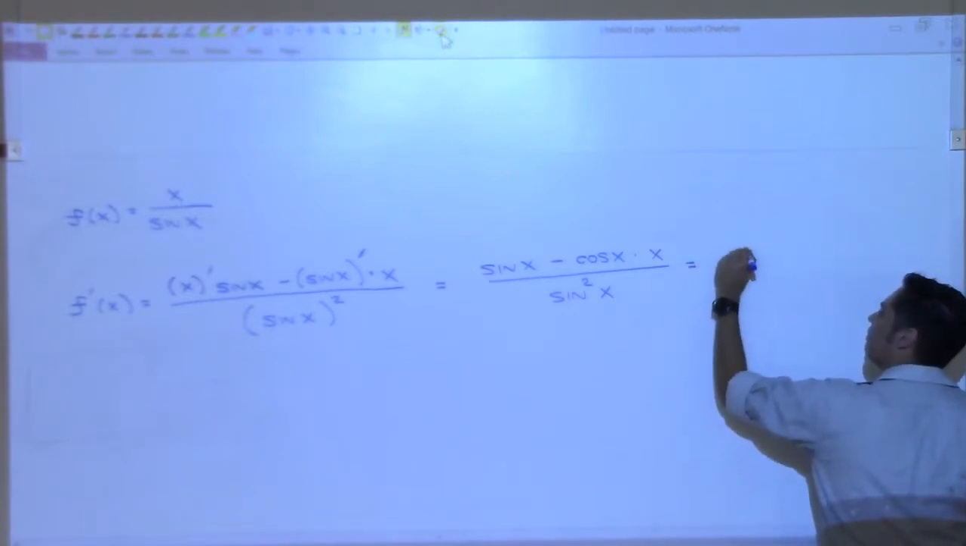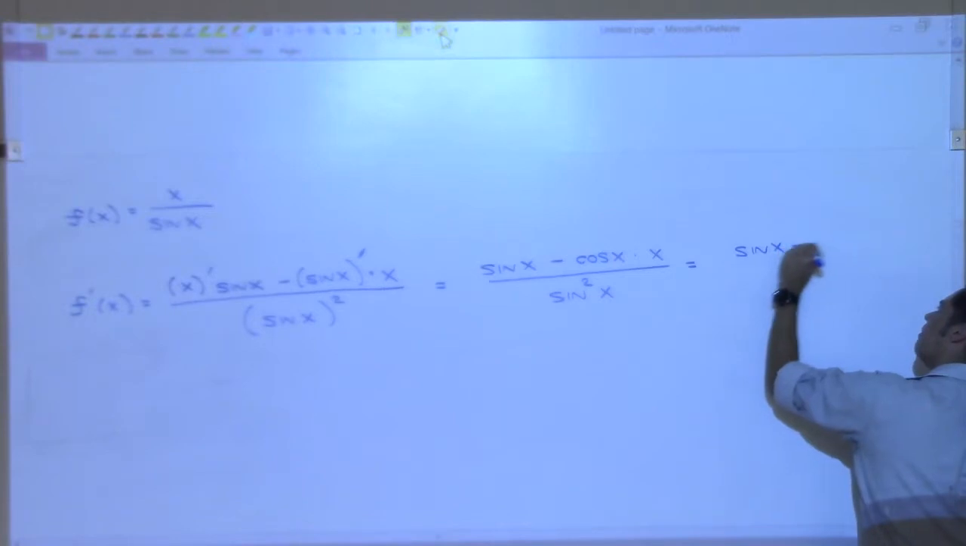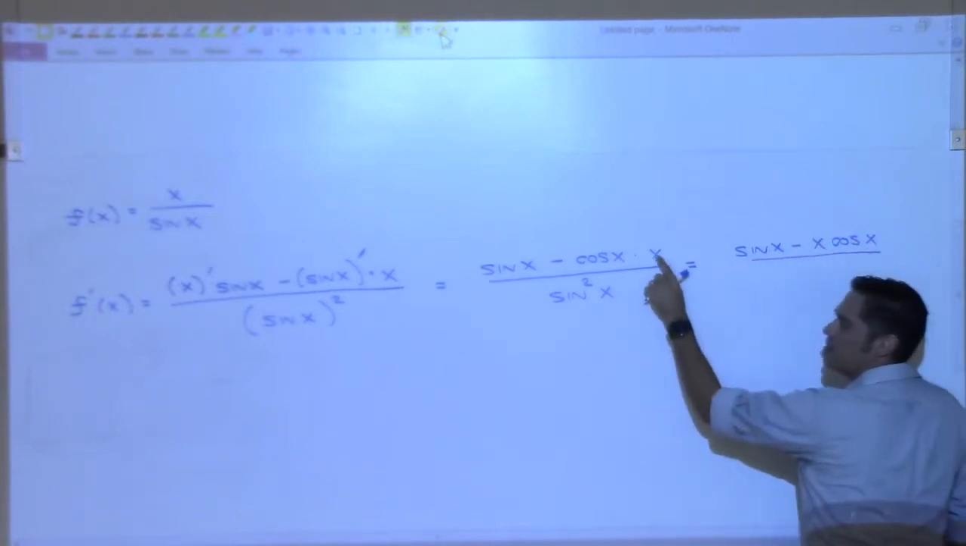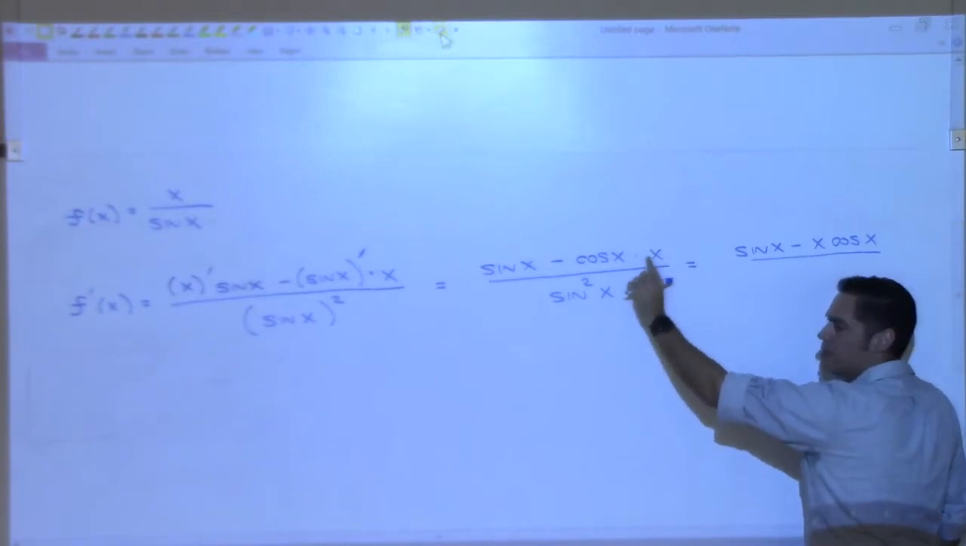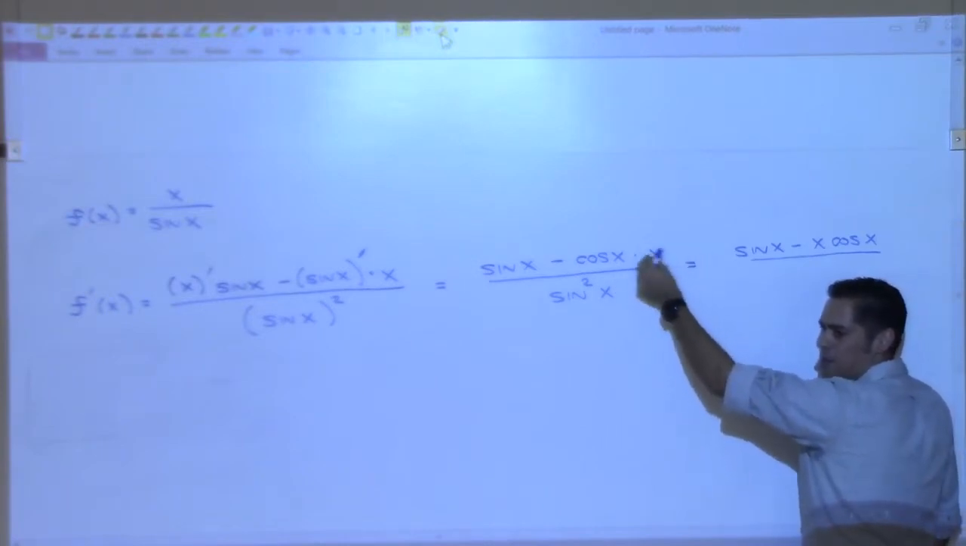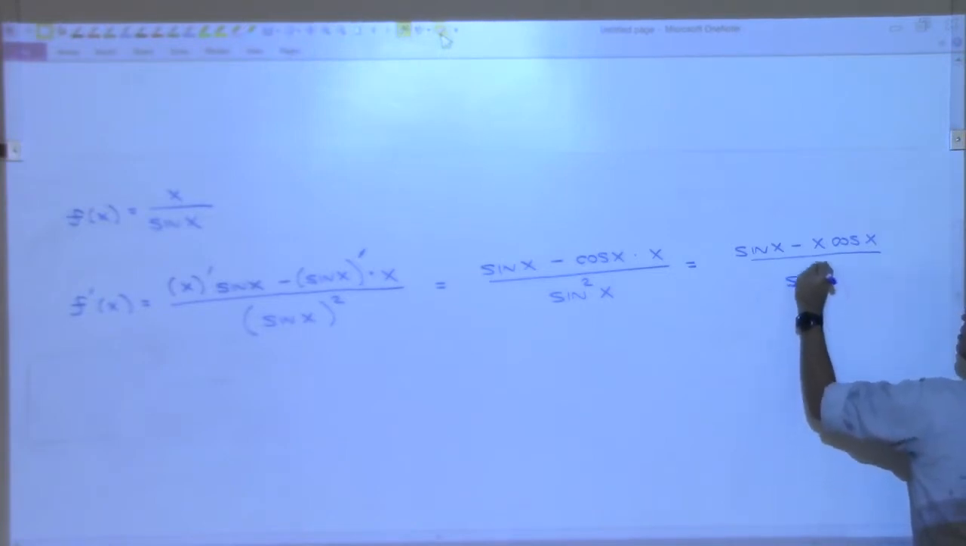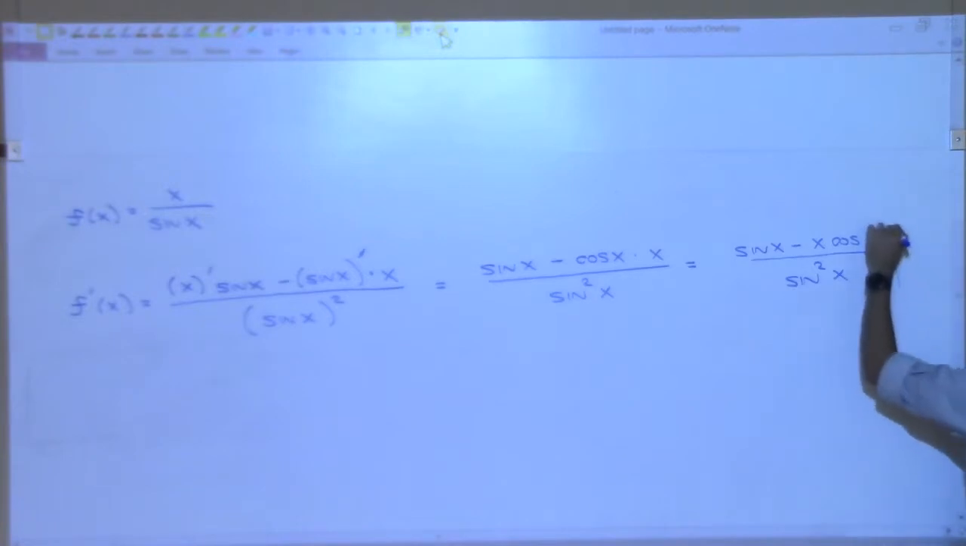I'm going to do one more thing. Sine x minus x cosine x. I never like to leave an x off the tail of something like this because then someone might accidentally squeeze those together. So I just stick it out front and there it is. That's our derivative.